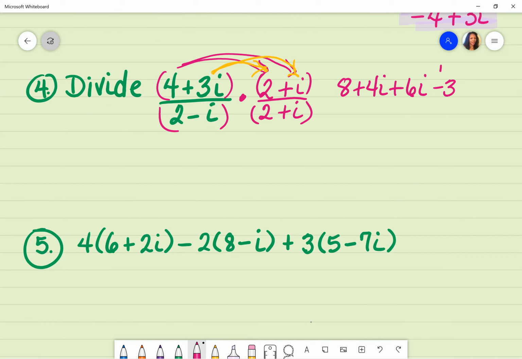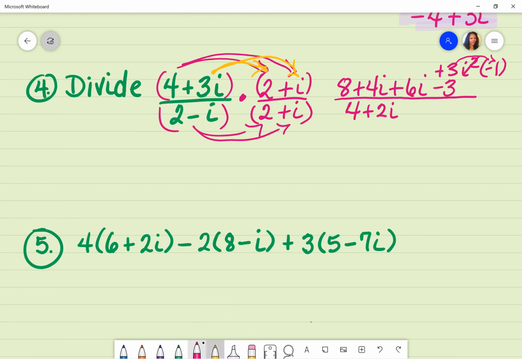For those people who need to know what just happened, remember that chart, i squared, that's going to turn to -1. And then I take the 3 and multiply it times -1, which changes my sign. At the bottom, I will have 2 times 2 and then 2 times i. So that's going to be 4 plus 2i.